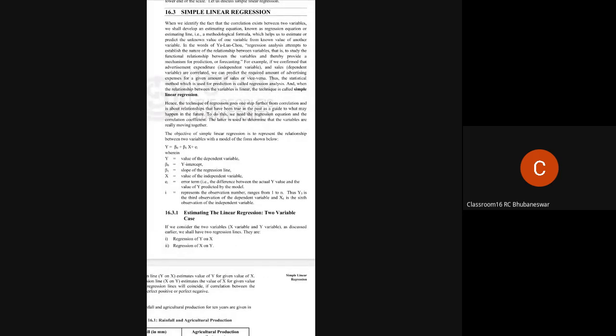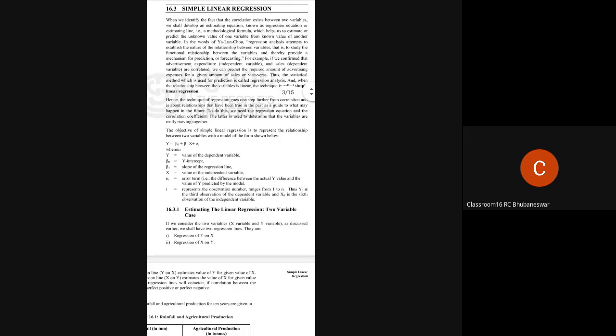So how is the simple relationship between two variables studied? Here the following formula is given, where Y is the value of the dependent variable, and beta 0 is the Y intercept, that means changes in the value. Then beta 1 is the slope of the regression line, X is the value of the independent variable, and E1 is the error term, that is the difference between the actual Y value and the value of Y predicted by the model. Then i represents the observation number, which ranges from 1 to n. So Y3 is the third observation of the dependent variable, and X6 is the sixth observation of the independent variable.